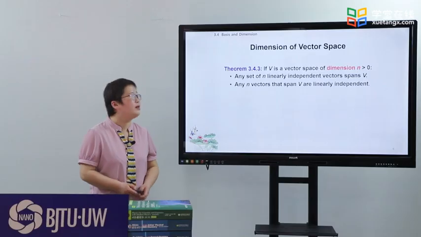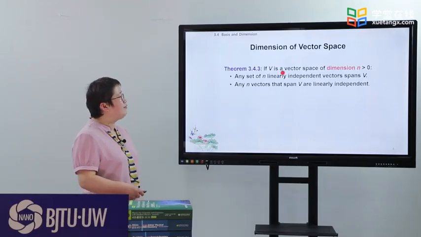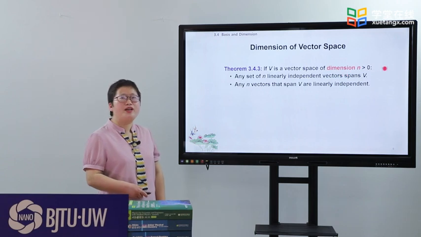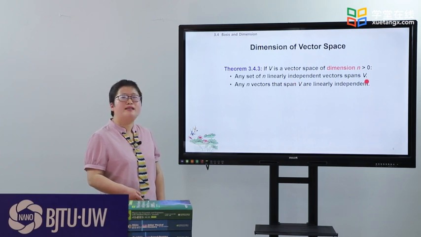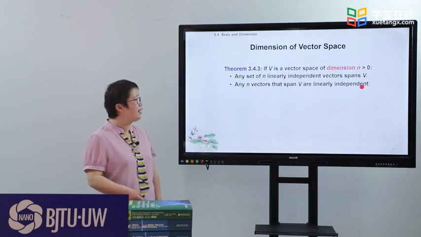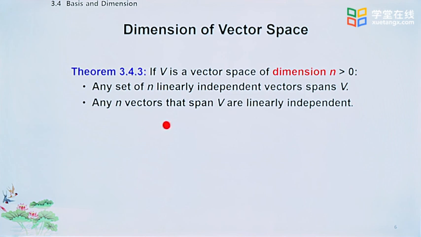We have this theorem, 3.4.3. If V is a vector space of dimension n, which is greater than 0, any set of n linearly independent vectors can span the space V. And any n vectors that span V must be linearly independent. Okay, let's see the proof.